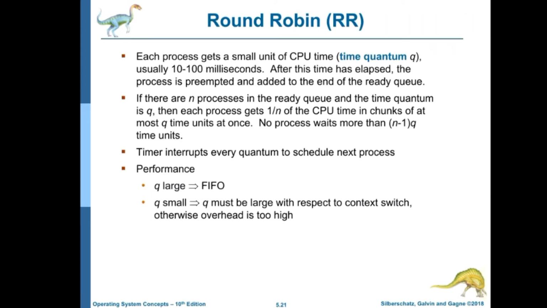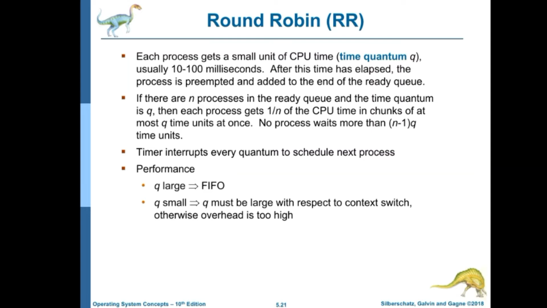Round robin or RR. Each process gets a small unit of CPU time, or the time quantum, usually 10 to 100 milliseconds. After this time has elapsed, the process is preempted and added to the end of the ready queue. If there are n processes in the ready queue and the time quantum is q, then each process gets 1 over n of the CPU time in chunks of at most q time units at once. No process waits more than (n-1)q time units.